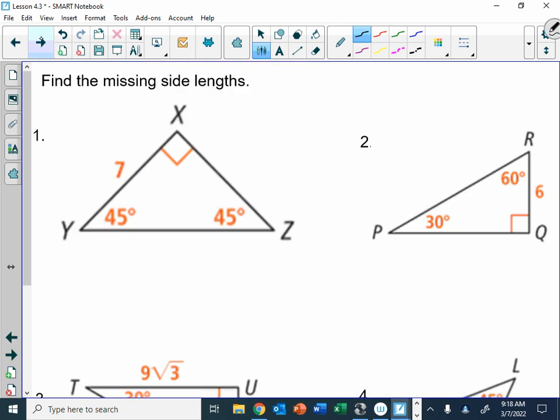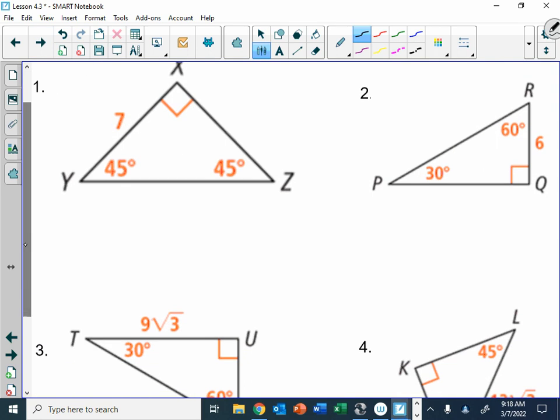Let's do some examples. For these first few examples, we're just labeling the missing sides. This first problem: is this triangle a 45, 45, 90 or a 30, 60, 90 triangle? 45, 45, 90. This 7 that I'm given, is it a leg or a hypotenuse? Leg. Your legs in a 45, 45, 90 triangle are congruent. What are they labeled as? S. So that means S is 7.